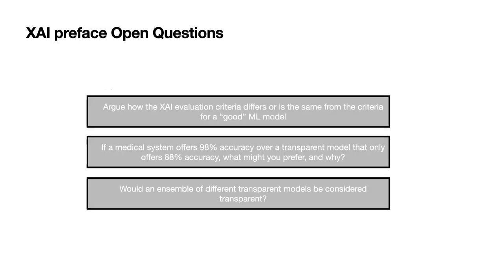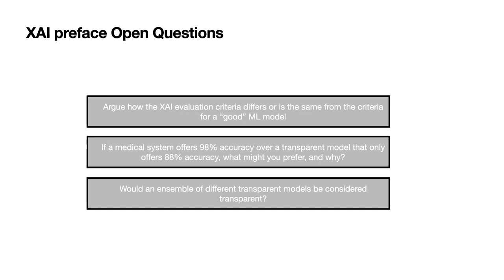All right, let's look at some open questions here. This is up for debate again. Argue how XAI evaluation criteria differ from or are the same as good ML criteria. For good ML models, you typically look at accuracy and scalability, and this is something we have as overlap with the XAI criteria. But in XAI criteria, you also care about things like fidelity, as well as comprehensibility. And I suppose you could also argue comprehensibility is an important feature in a good machine learning model as well, right? So that's something that's worth reflecting on.